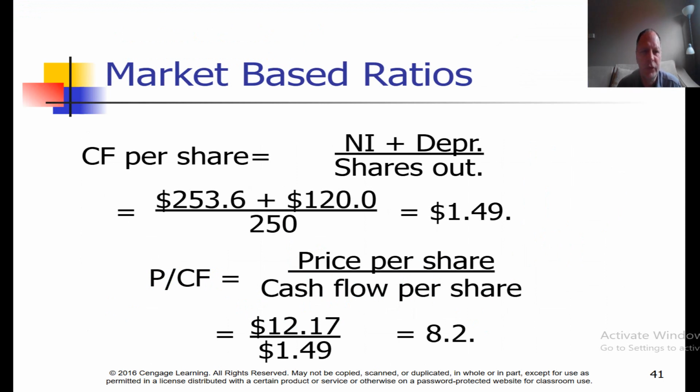Another market-based ratio could be the price to cash flow. To get the cash flow per share, we would need to take net income, add back in depreciation since that is not a cash flow, and divide that by the shares outstanding. In our example, 253.6 plus 120 divided by 250 gives a cash flow per share of 1.49. Again, the stock price was $12.17. Divide by 1.49, and we get 8.2.